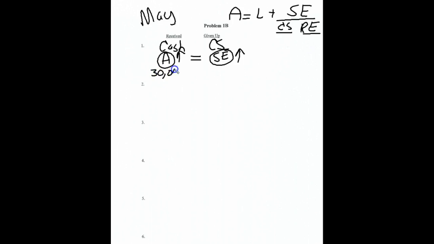There's $30,000 of cash that came in. That's going to cause assets to go up by $30,000. We issued $30,000 worth of common stock shares, right? Those are just stock certificates with a dollar amount on them. So the number of shares and the dollar amount of shares outstanding went up.